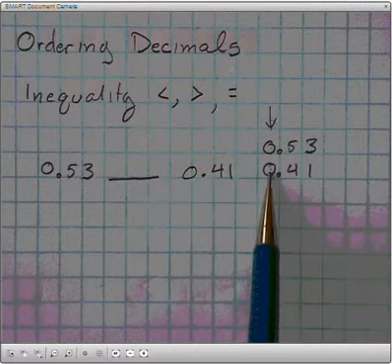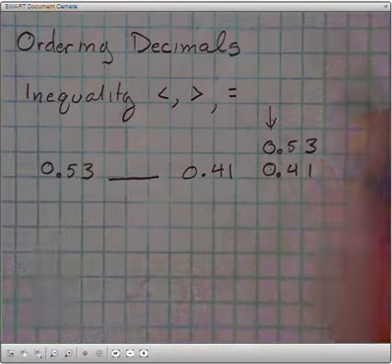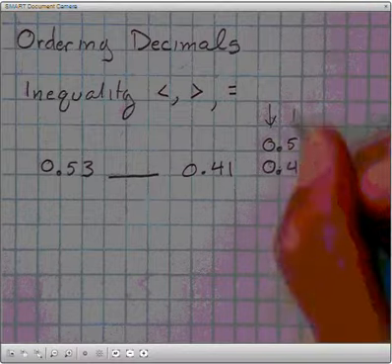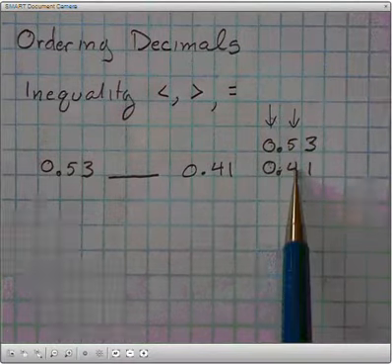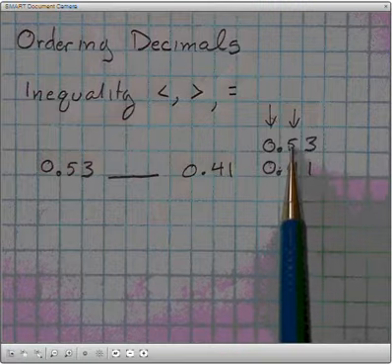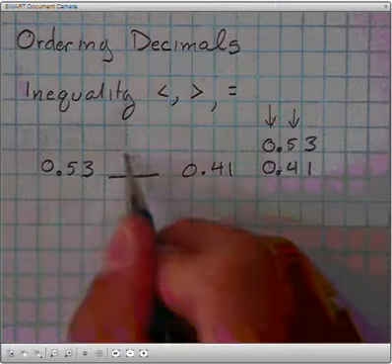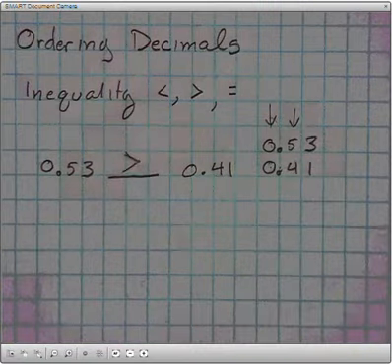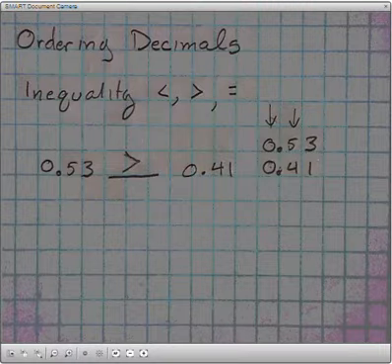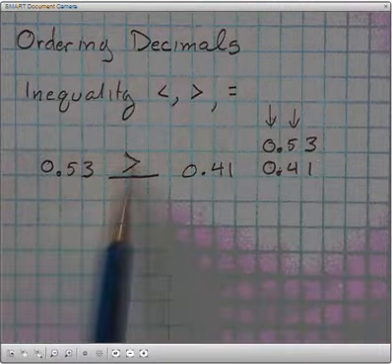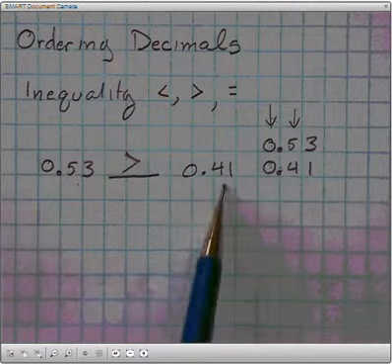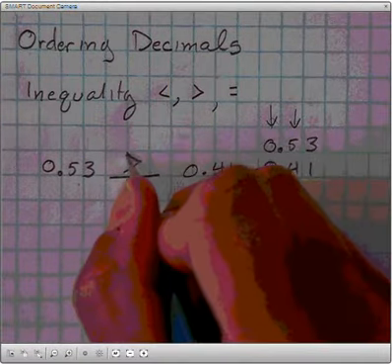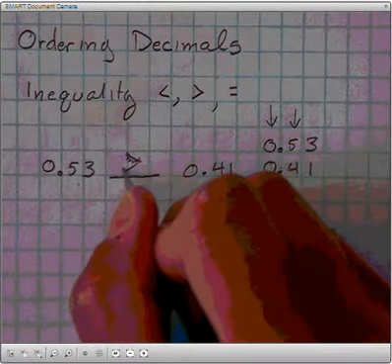0, 0, they're the same number so far. Decimals are lined up. Now we look at our tens place, which is one is a 5 and one is the 4. The 5 is the larger number, so we're going to write our inequality with the larger side facing the larger number. That means greater than. So 5300ths is greater than 4100ths. Some people might remember it as an alligator.